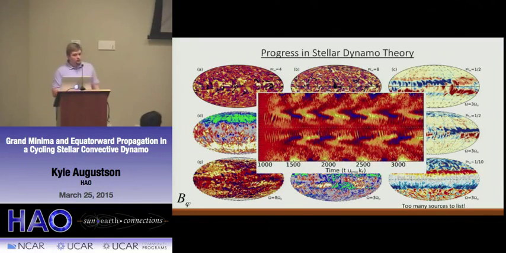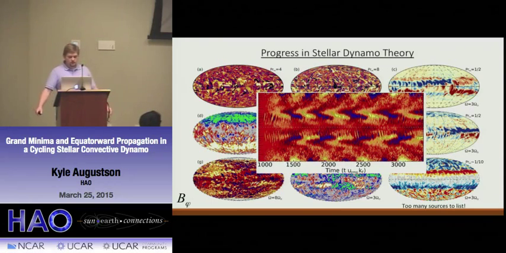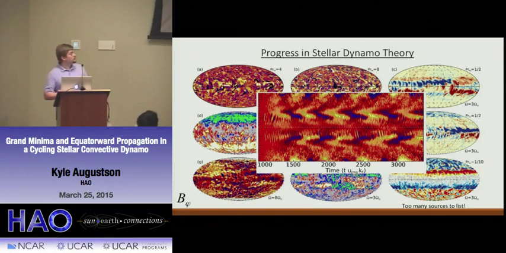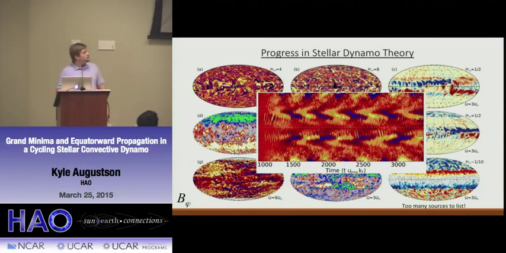Okay, so equatorward propagation is an important feature for the solar dynamo. One of the first simulations to really capture this robustly was done by Käpylä et al. in 2011, and it continued in 2013 with a more recent ApJ paper. What they find is that they get equatorward propagation under certain circumstances.